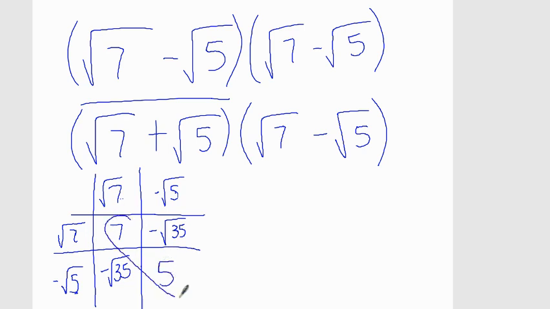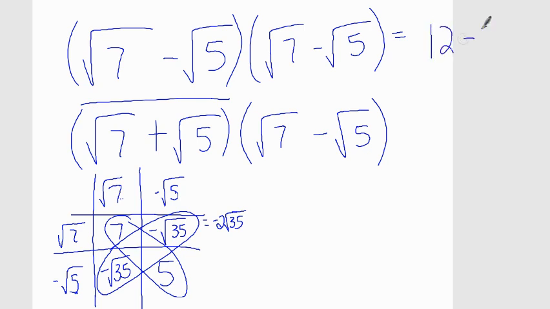And I can see that this diagonal adds up. And I've got 2 of these. Those are simplified terms, so this is negative 2 root 35. So I'm going into the margins on this one, but that's okay. So this is 12 minus 2 root 35.